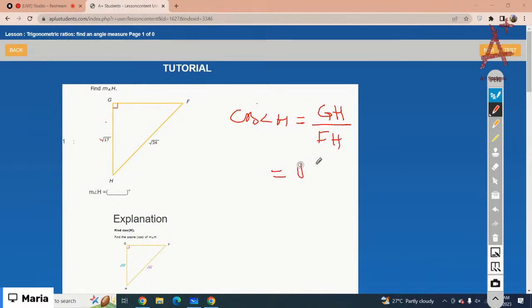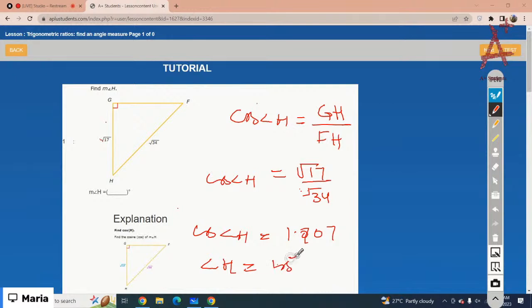GH is square root 17 and FH is square root 34. You have to calculate cos of angle H. Got it? So just calculate the values. Let me use the calculator. Square root 17 divided by square root 34 equals 1.707. So cos of angle H equals 1.707. Just calculate the cos inverse of the value. Cos inverse of 1.707. Let me calculate.